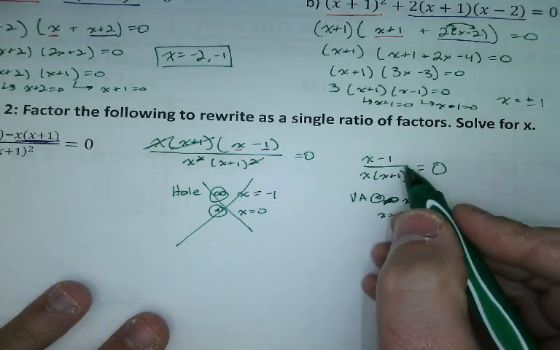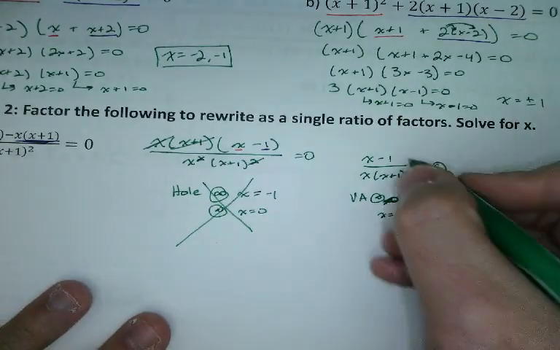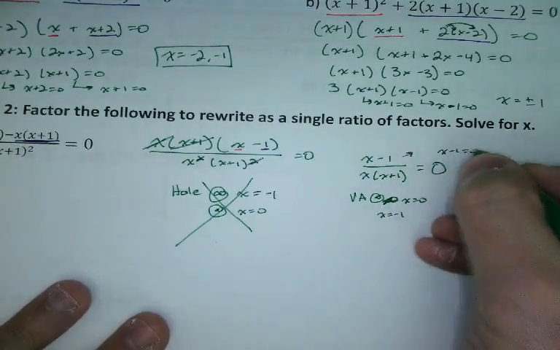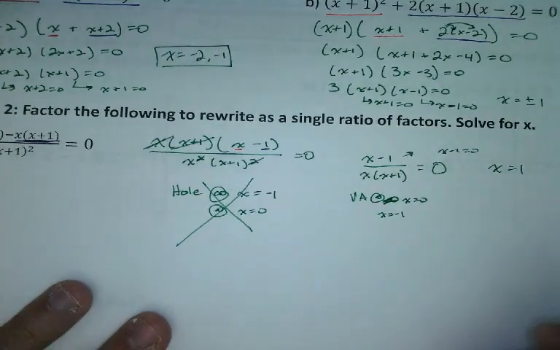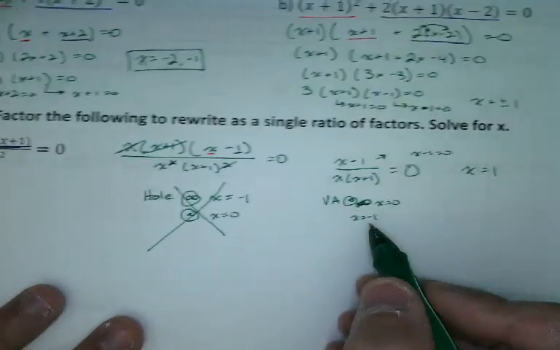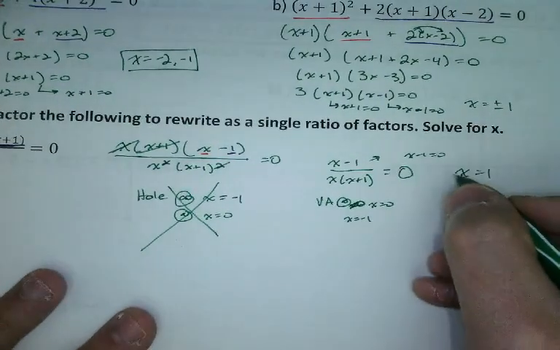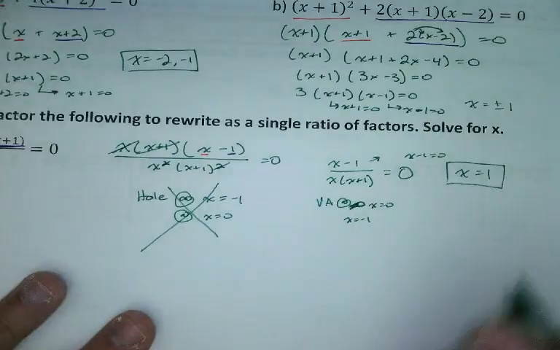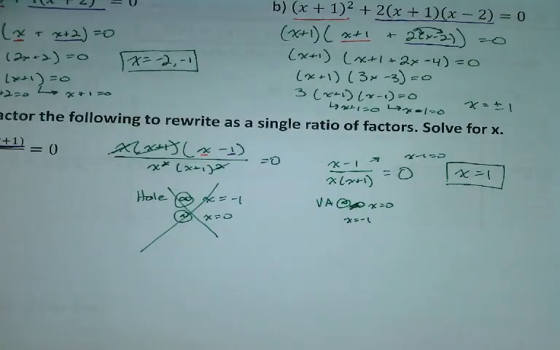When we set the top equal to 0, what do we get? X equals 1. Does that interfere with any of my restrictions? No, because I'm restricted at negative 1 and 0. So I solve for x. X is equal to 1. Wasn't that such a great review problem from previous stuff?